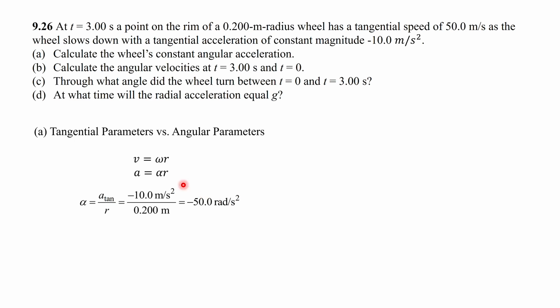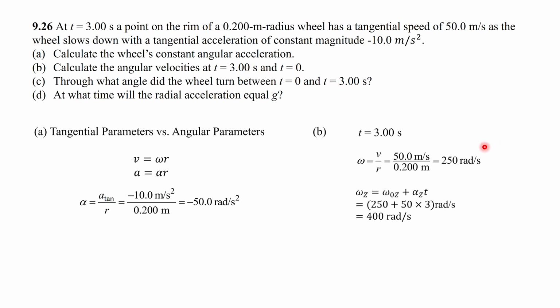Then, if we are going to calculate the angular velocities at 3 seconds and 0 seconds, we have to make sure we know the tangential speed at each of the times. So if we know the tangential speed, then we can use the tangential speed divided by the radius. Then we can get the angular speed.